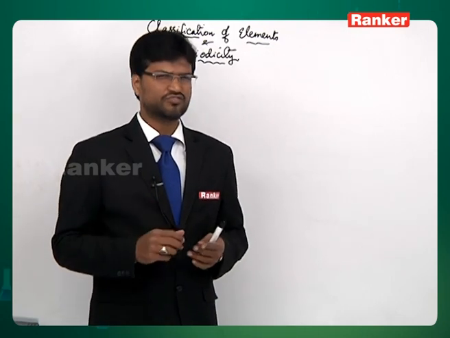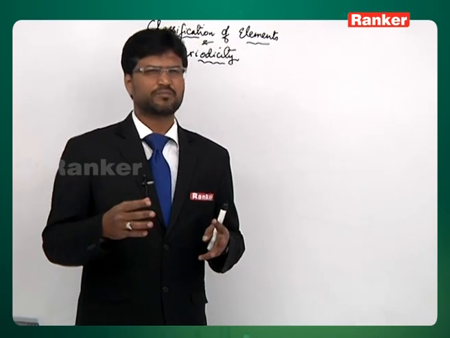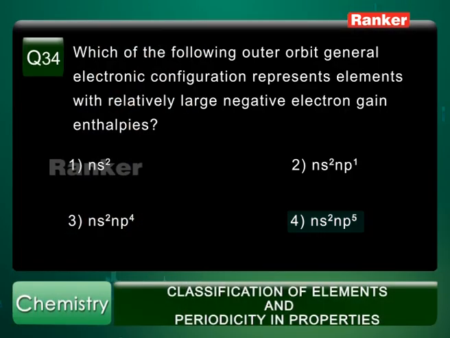It is one electron short of octet configuration, so the element will have great tendency to pick up an electron. Its electron gain enthalpy will be more negative because the process will be more exothermic. So the correct answer is the fourth option.